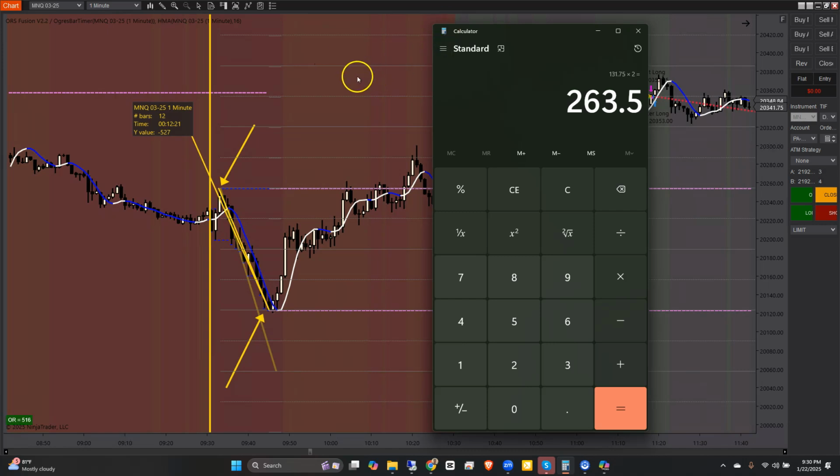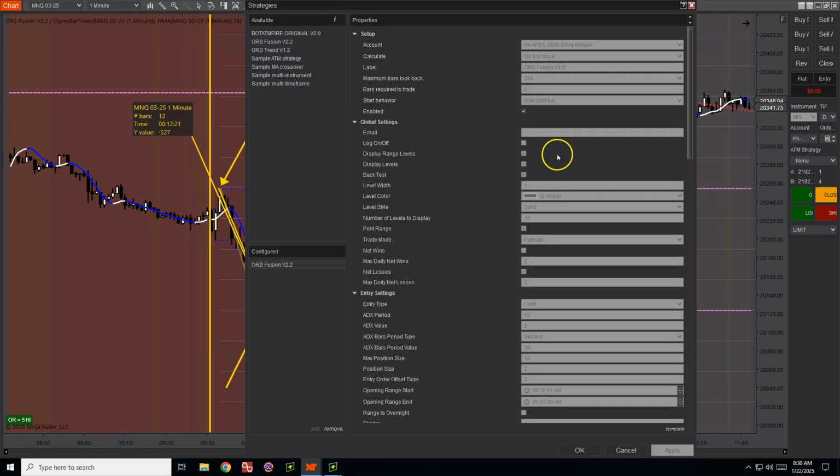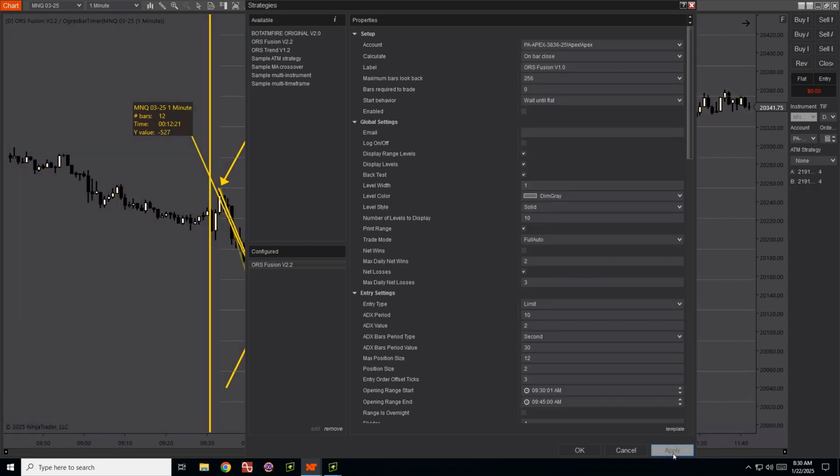So we have a setting in strategies, the ORS strategy. Oh, actually, we don't need to scroll down. It's right here. So we have a max net wins or a max net losses. We don't have it checked for wins. We can get as many wins as we want. But if we get 3 losses, it will stop trading.